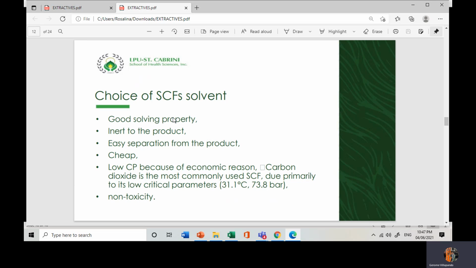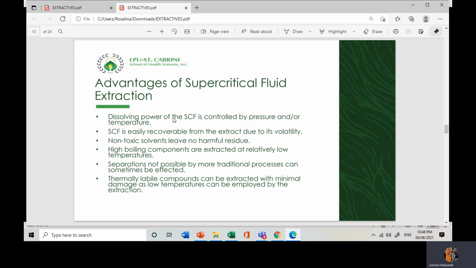So, good solving property, inert to the product, easy separation from the product, cheap of course, so low critical parameters because of economic reason. Carbon dioxide is the most commonly used SCF due primarily to its low critical parameters. So ayan po yung ating choices of the solvent of your supercritical fluid.